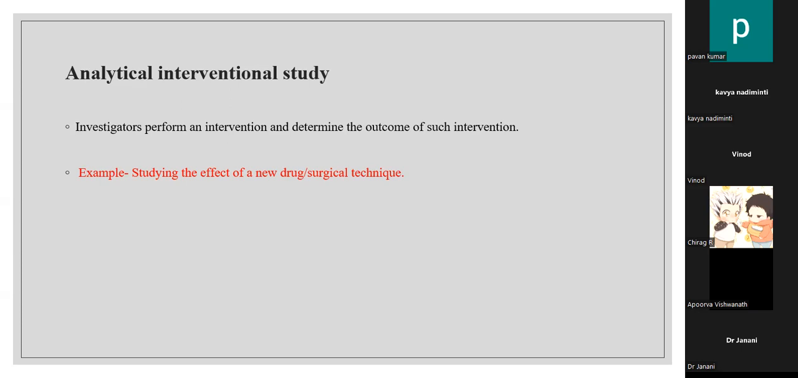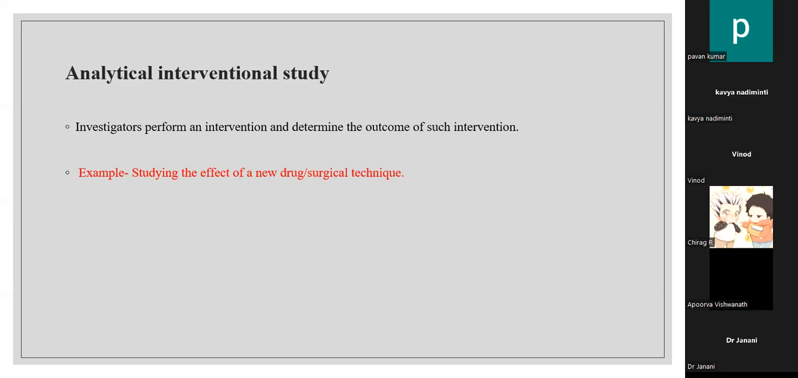The case control study classically given everywhere is the relationship between smoking and cancer. You are not intervening there. You don't induce anyone to smoke. Smokers and non-smokers are already there in the population. You are just going to collect the data on them, analyze it, and give the results and conclusions. That is a case control study.